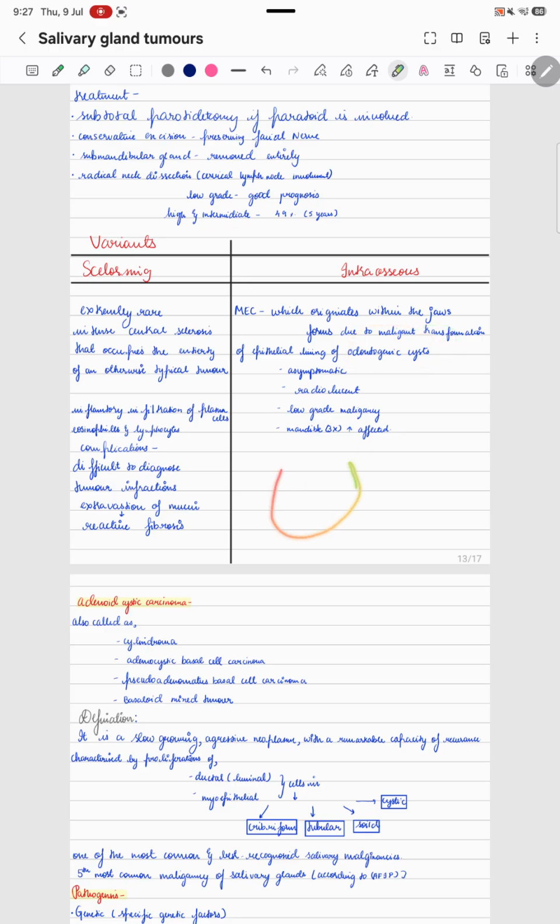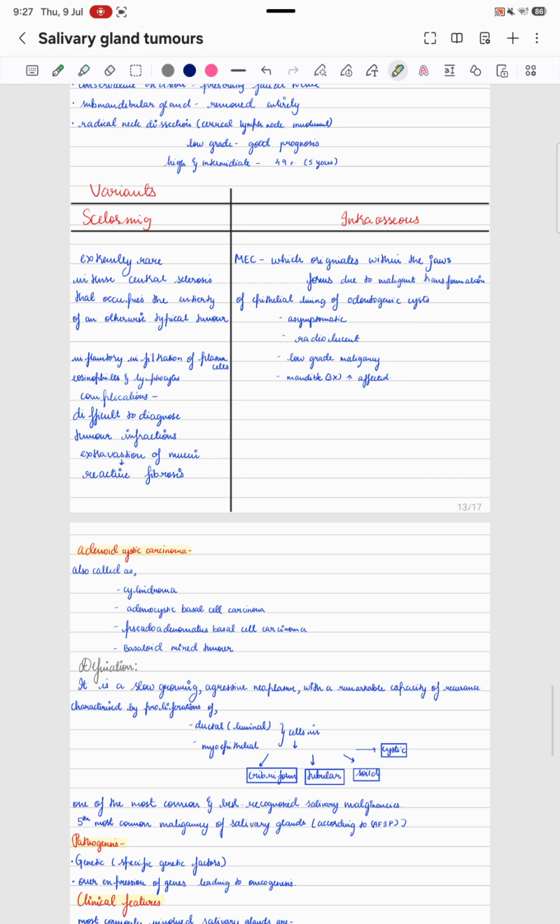So the cyst lining turns malignant. Okay, so that causes intraosseous MEC, which is asymptomatic, radiolucent, low grade, and affects mandible most of the times. Then there is another variant which is the sclerosing variant, which is extremely rare.